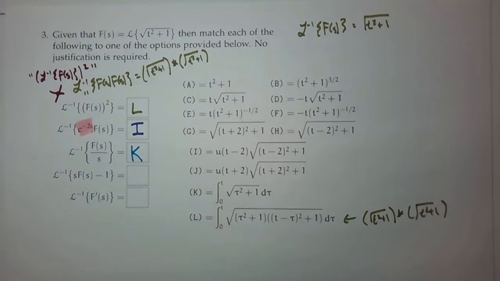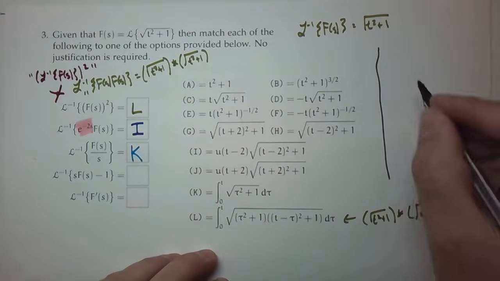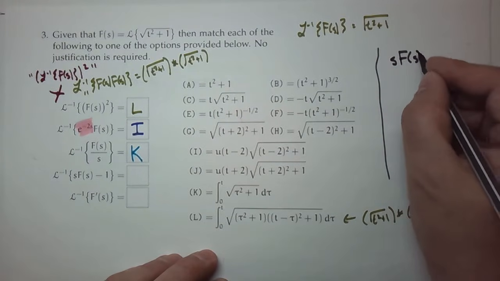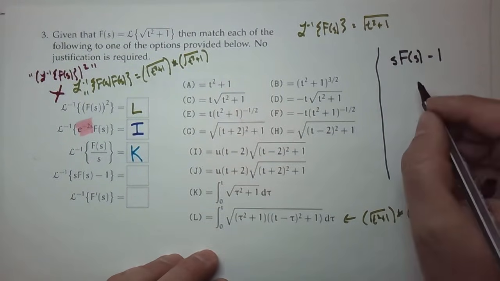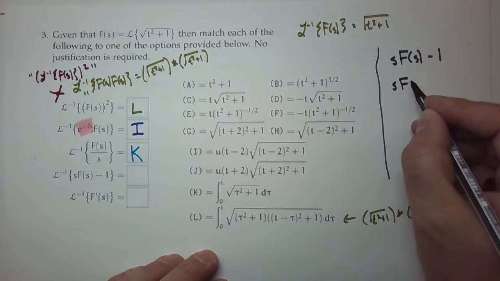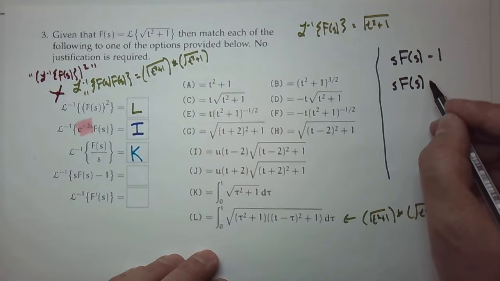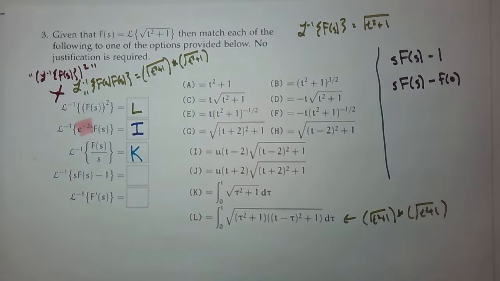Great. Now, next one. We have F(s) minus 1. Okay. So we start scanning our formula sheet. And we say, is there anything that looks like F(s) minus 1? Does that show up? Well, if you scan towards the bottom of the formula sheet, you'll see something that says F(s) minus f(0). Where does that show up? What is that corresponding with?